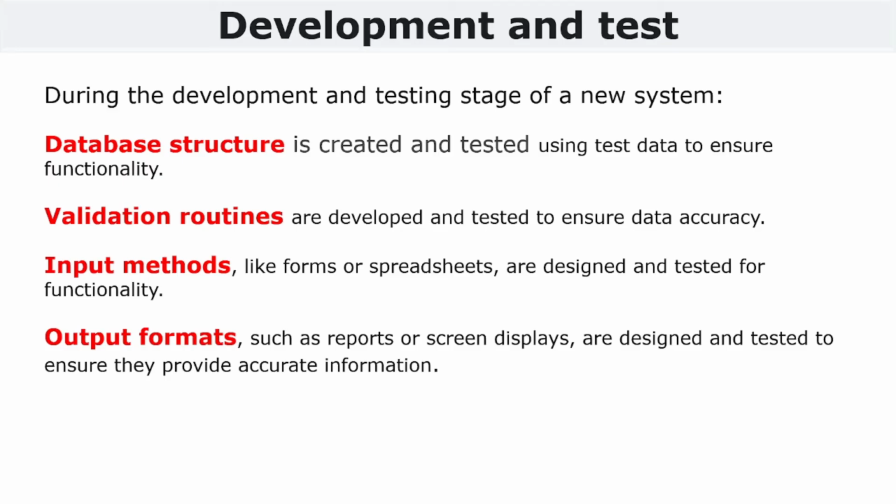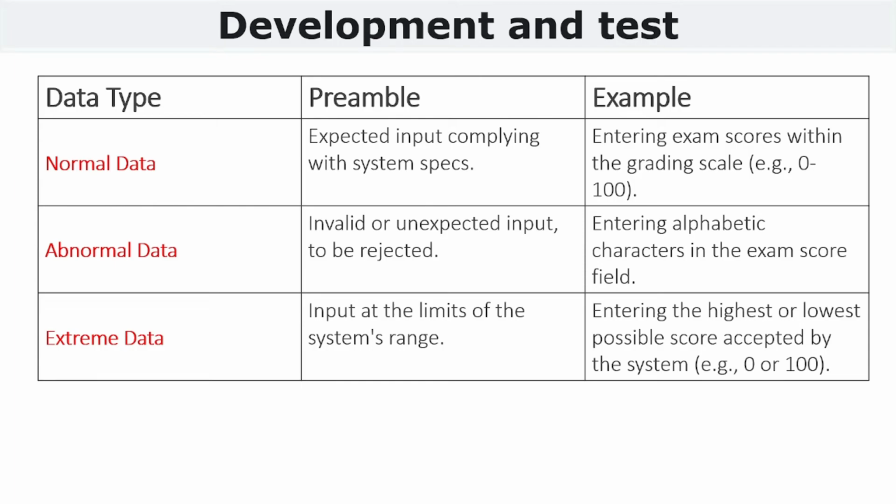So basically, if you look at it again, you notice that this whole thing is kind of cyclical or repetitive in a way. So you develop and you test. And under development and test, we have these three data types that we want to look at.